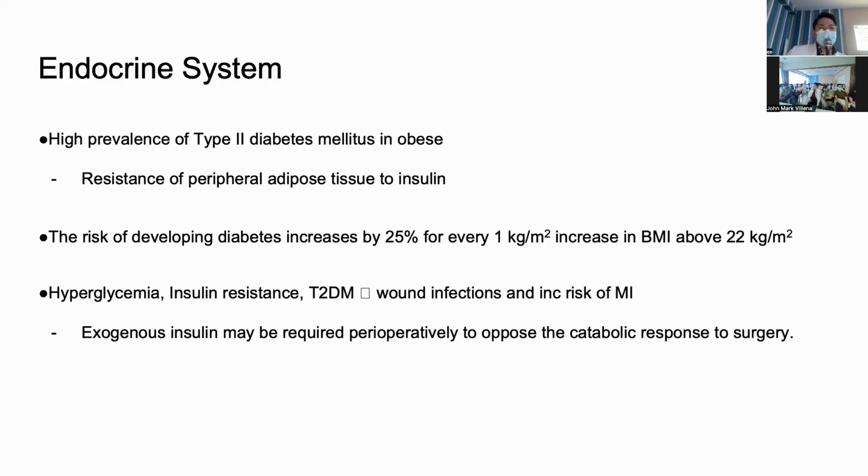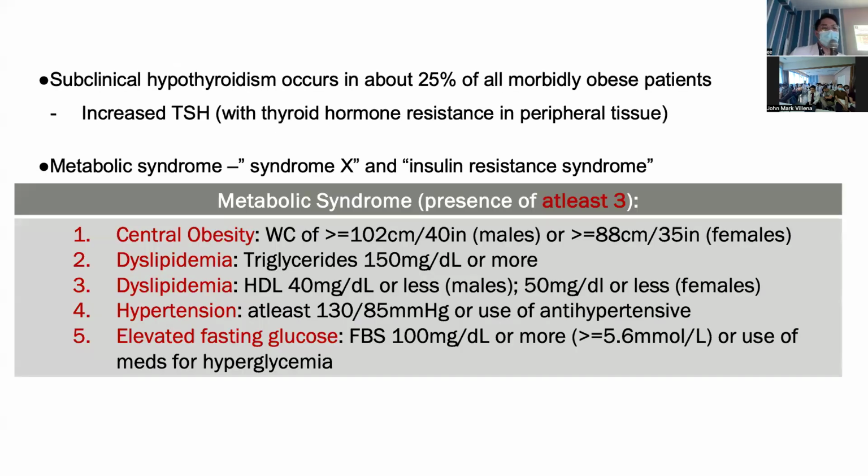Exogenous insulin may be required perioperatively to oppose the catabolic response to surgery. Clinical hypothyroidism can also occur in about 25% of morbidly obese patients. And metabolic syndrome, also known as syndrome X or insulin resistance syndrome, is present if they have at least 3 of the criteria.